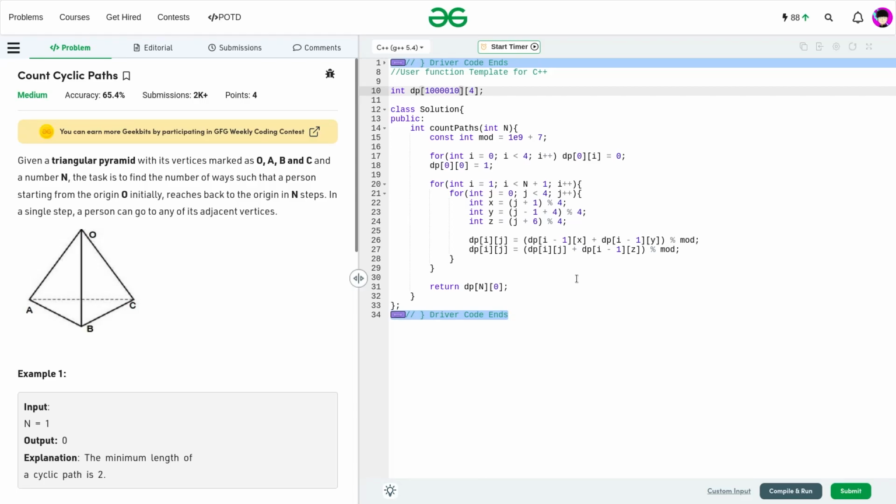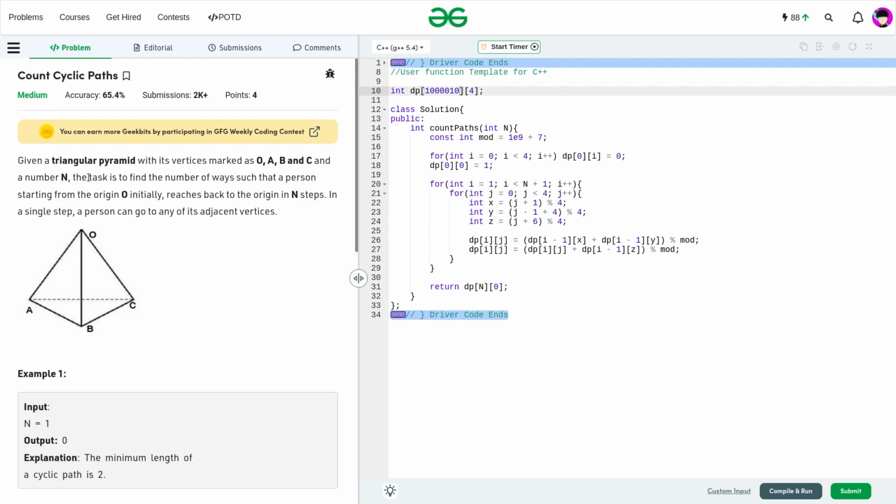So in this video, we're going to discuss the Geeks for Geeks problem of the day, and today's problem is Count Cyclic Paths, and it is of medium level. So today's problem is, I would say, pretty standard DP. It's not very difficult to think of the solution if you already have solved some problems on DP.